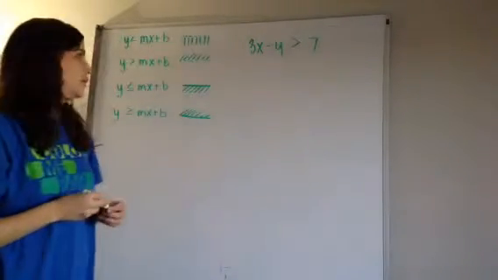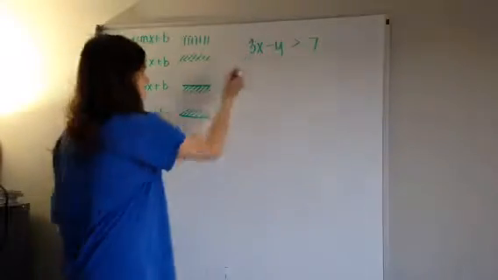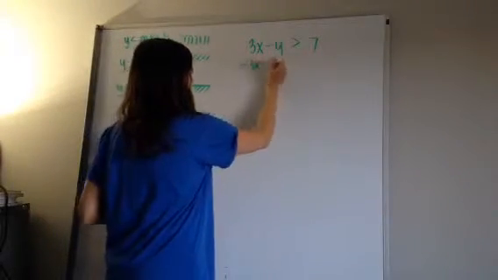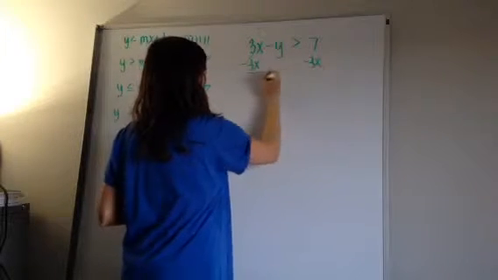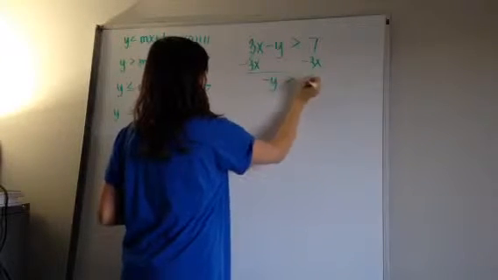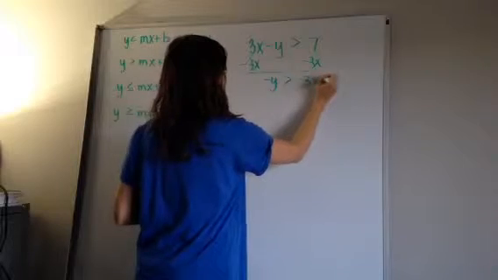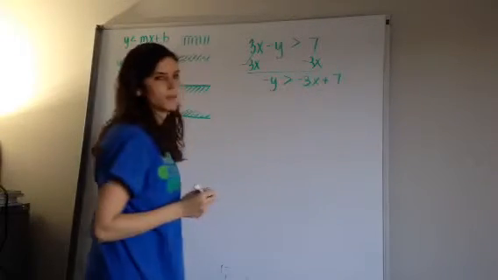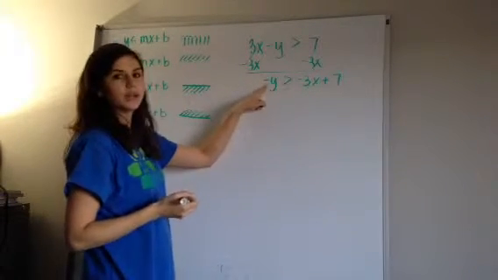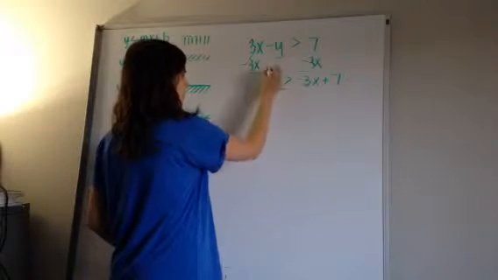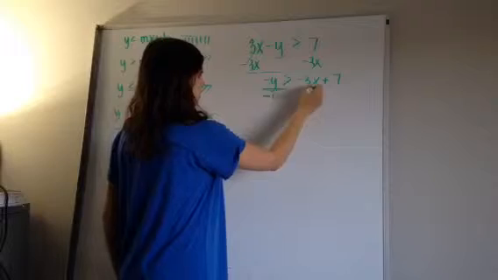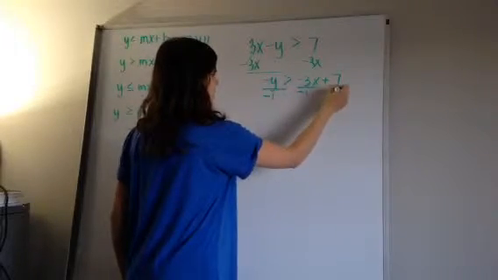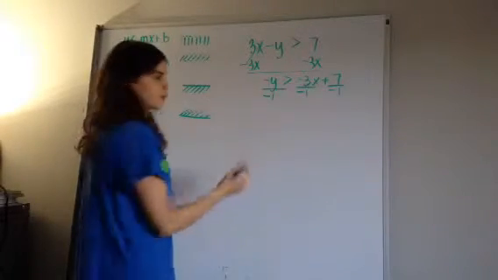So right here, first we have to get y alone. So I'm going to minus 3x. So then I have negative y is greater than negative 3x plus 7. And then I have a negative on there, so I'm going to have to divide by, and it's really an invisible negative 1. So divide by negative 1, divide by negative 1, divide by negative 1, so that we can get rid of that negative.